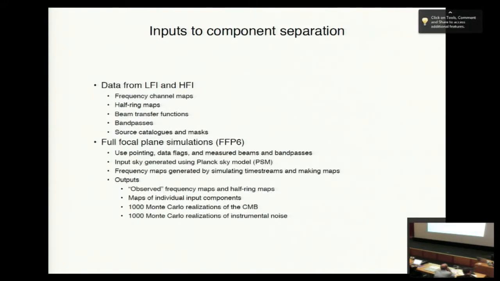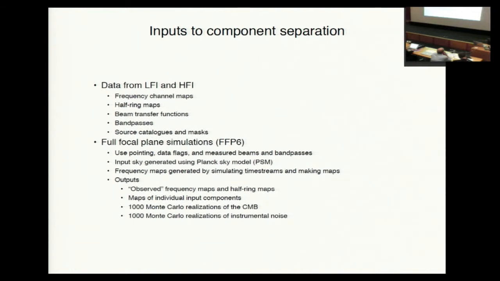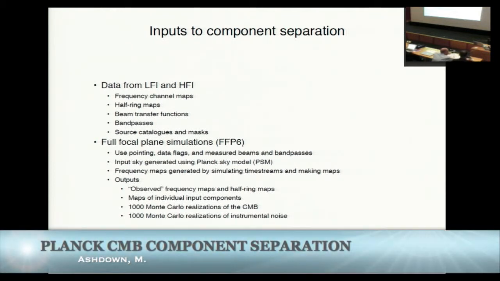So first of all, I'll talk about the inputs to component separation. We take the data, the maps that are made by the two instruments at the frequency map level. We also take the half ring maps, which are made from the first half and second half of each pointing period. They can tell us something about the instrumental noise in each frequency channel. We take the beam transfer functions, all of the knowledge of the instrument, band passes, and so on, and also the source catalogs and the masks, which are made from them.